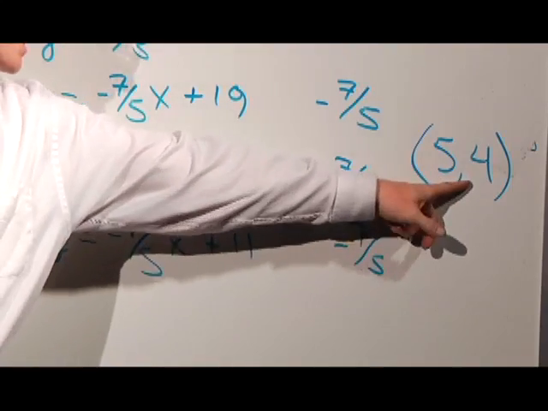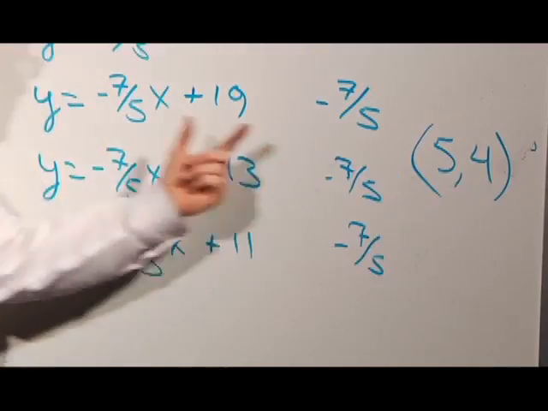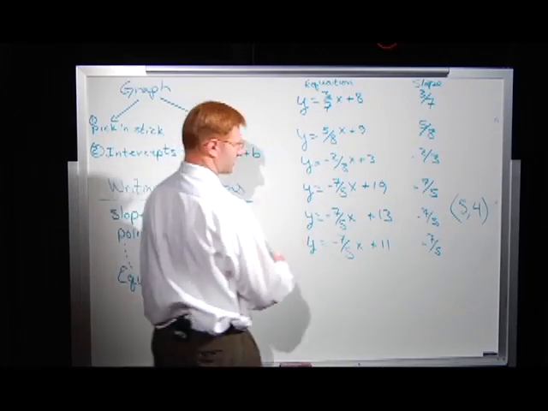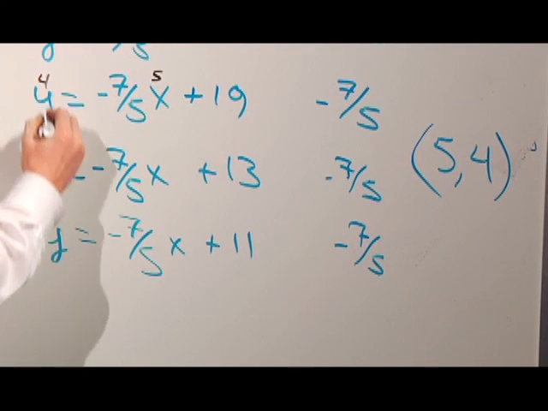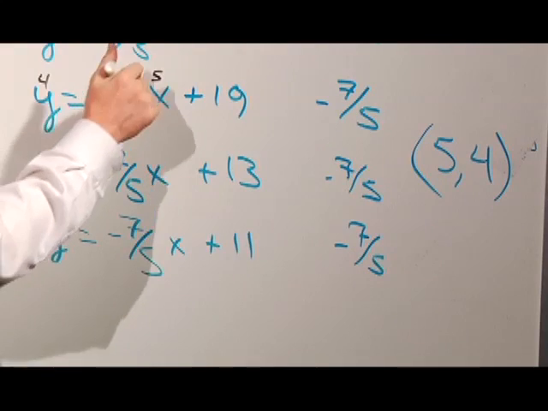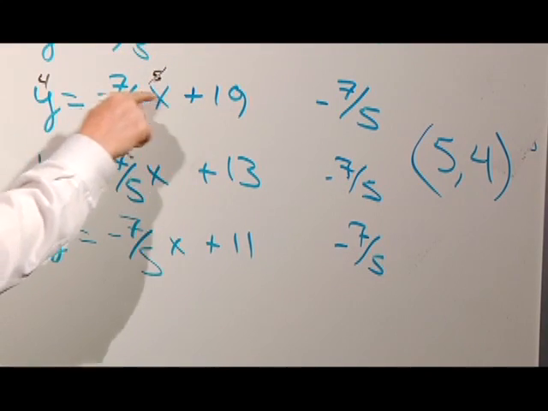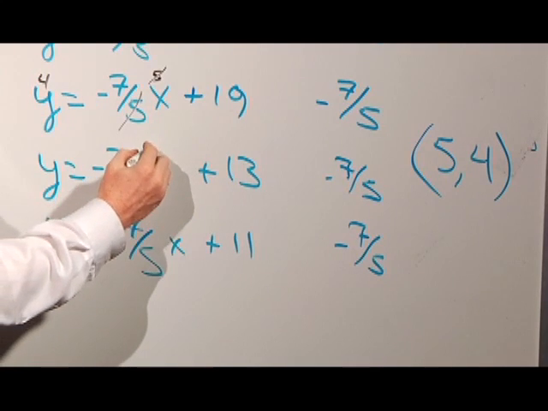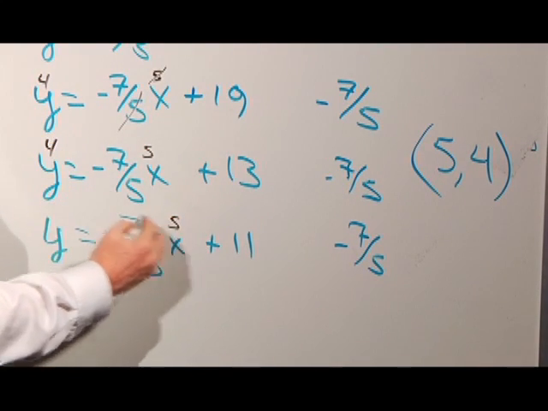If a line goes through that, then this is a solution. This actually makes this true. And so try it and see if you stick 5 in for x, do you get 4? I'll do, okay, 5 times this, that's 5's cancel. Negative 7 plus 19, that's 12. Doesn't work. 5, 4, 5, 4.